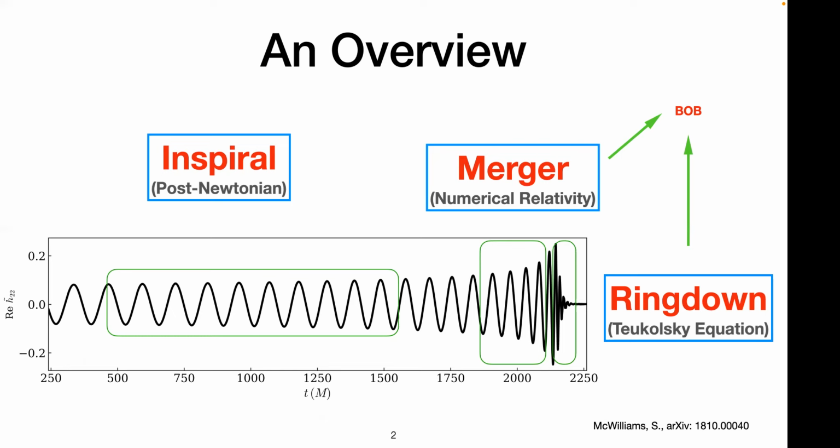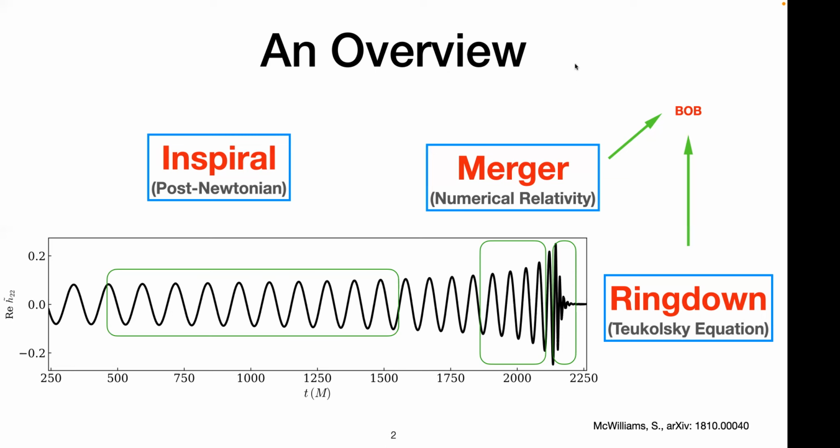So the BOB model, the backwards one-body model, whose abbreviation is BOB, is the time-domain waveform model for late merger and ringdown, proposed by Sean back in 2018.